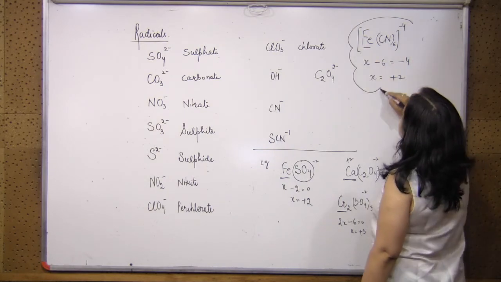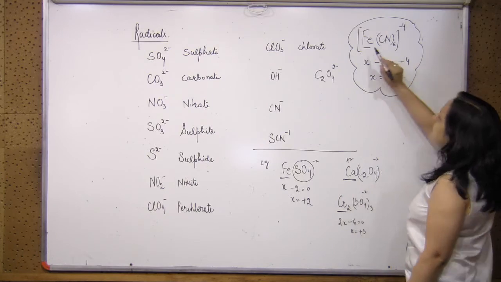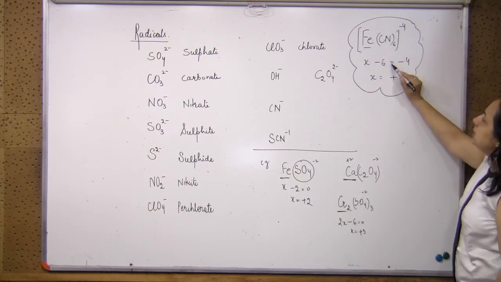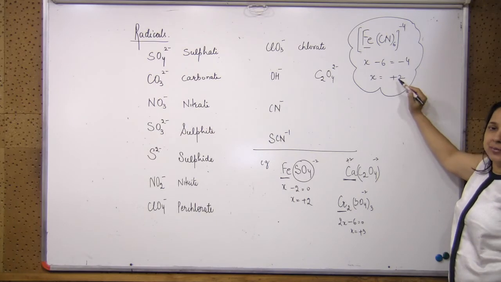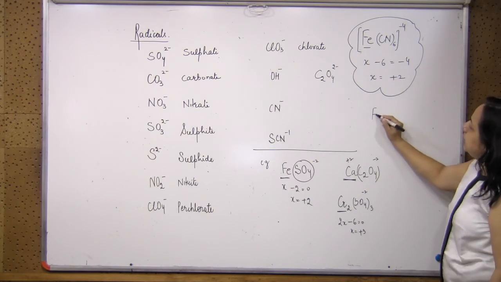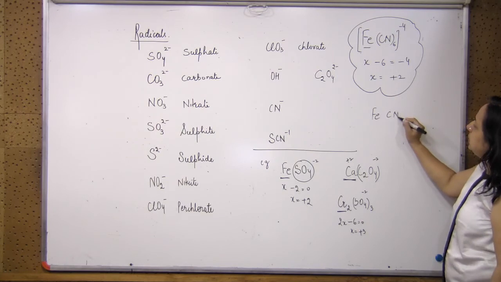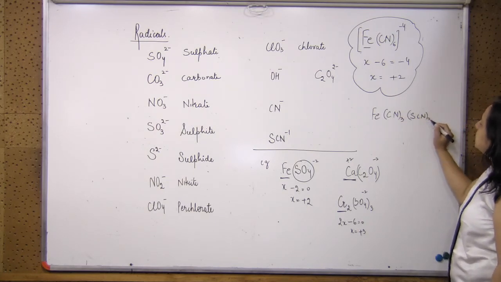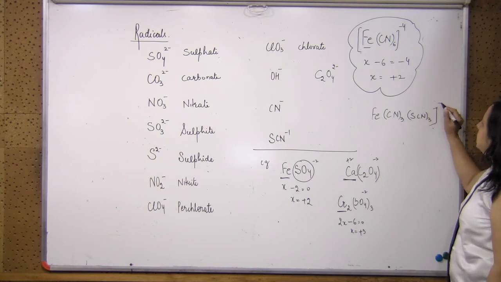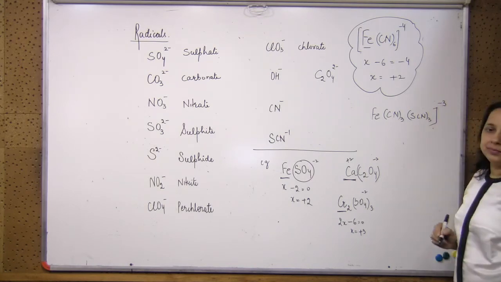Look, the charge is in front. We write x minus 6 and the total charge should be minus 4. x comes out to be plus 2. If it is Fe(CN)3, SCN also thrice, and it is 3 negative.